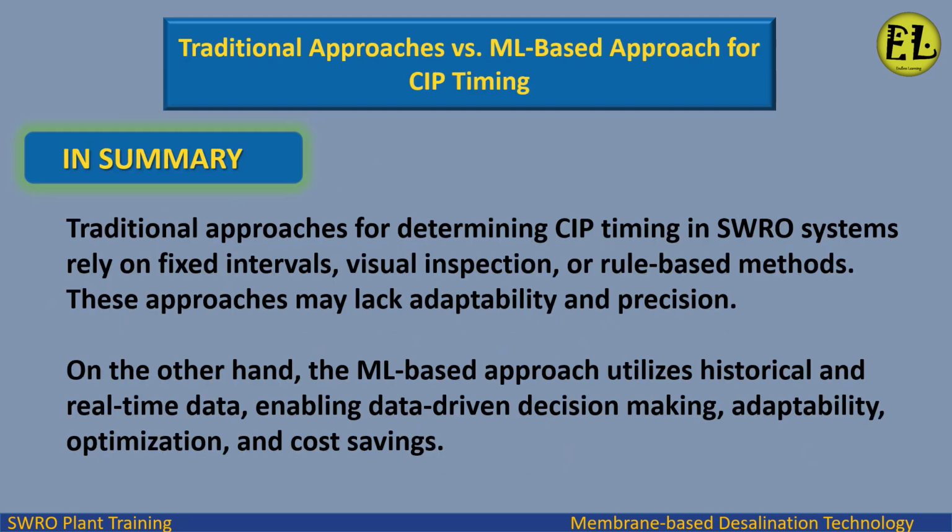In summary, traditional approaches for determining CIP timing in SWRO systems rely on fixed intervals, visual inspection, or rule-based methods. These approaches may lack adaptability and precision. On the other hand, the ML-based approach utilizes historical and real-time data, enabling data-driven decision-making, adaptability, optimization, and cost savings.